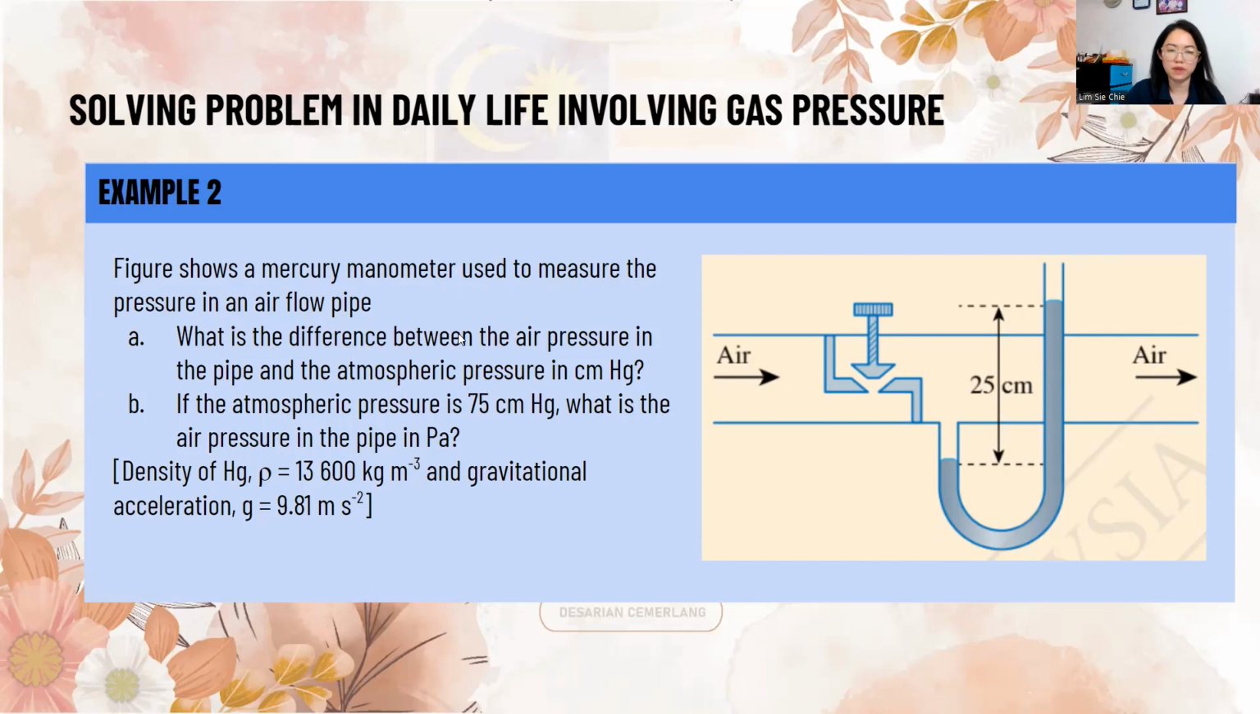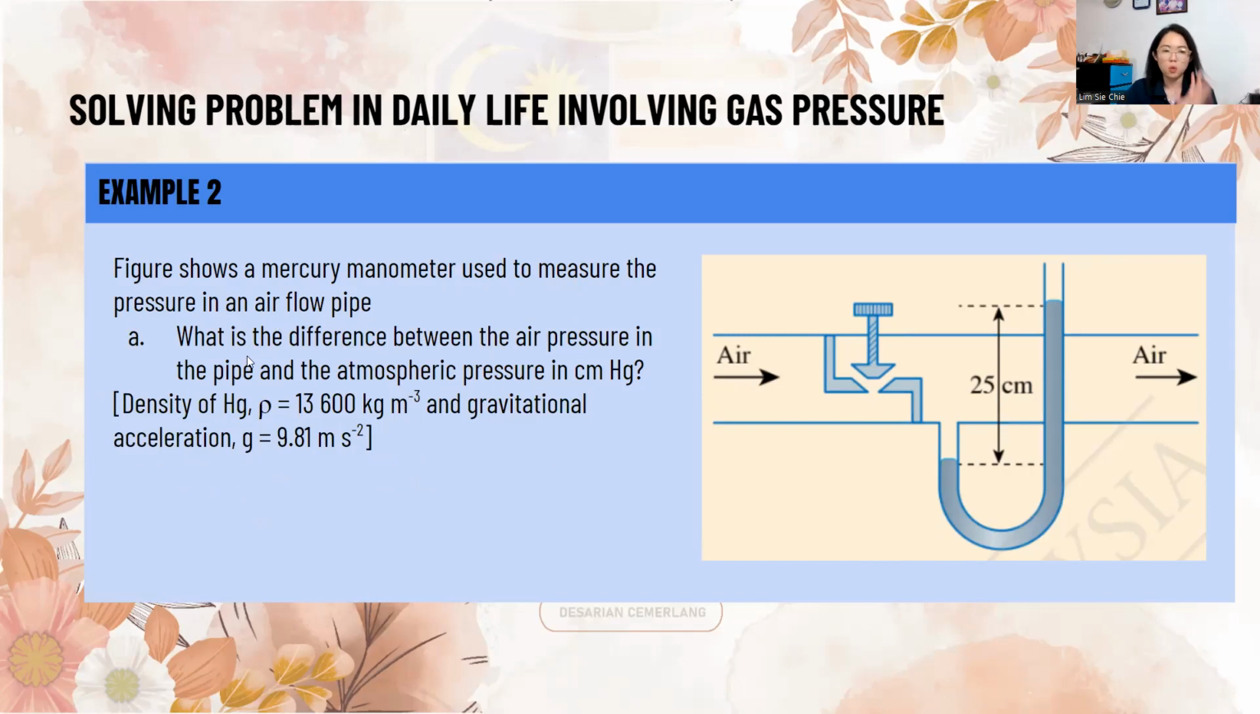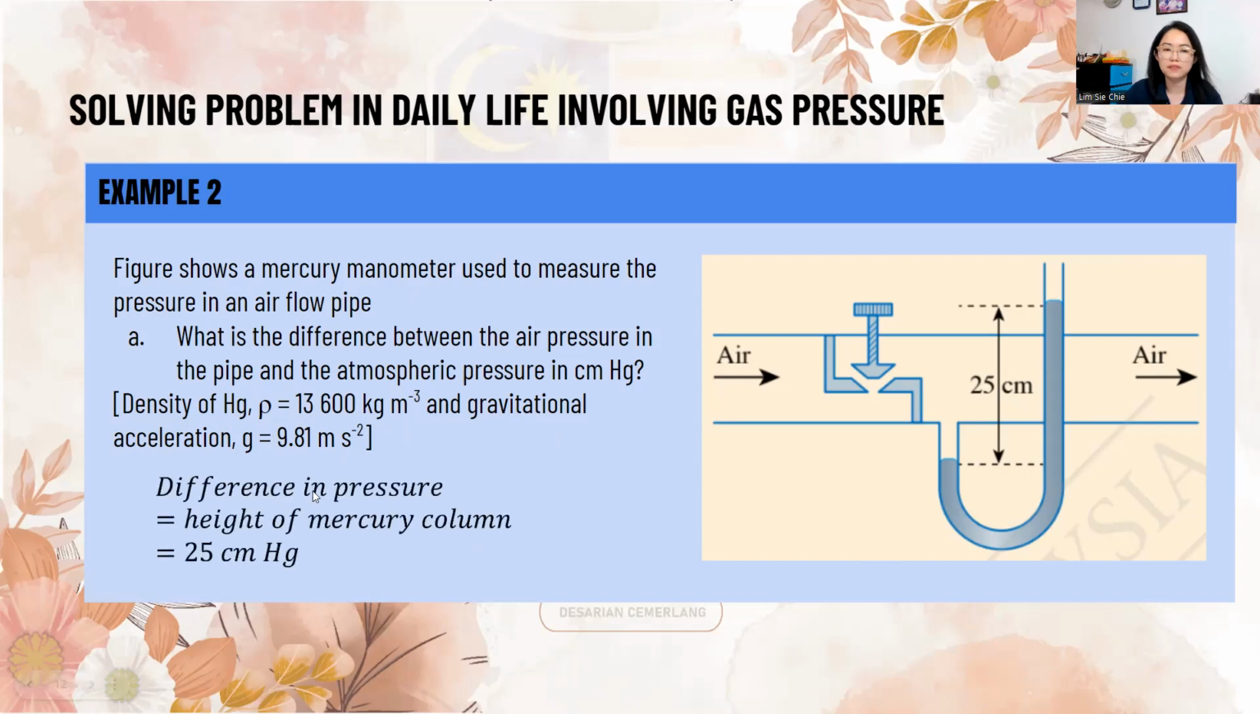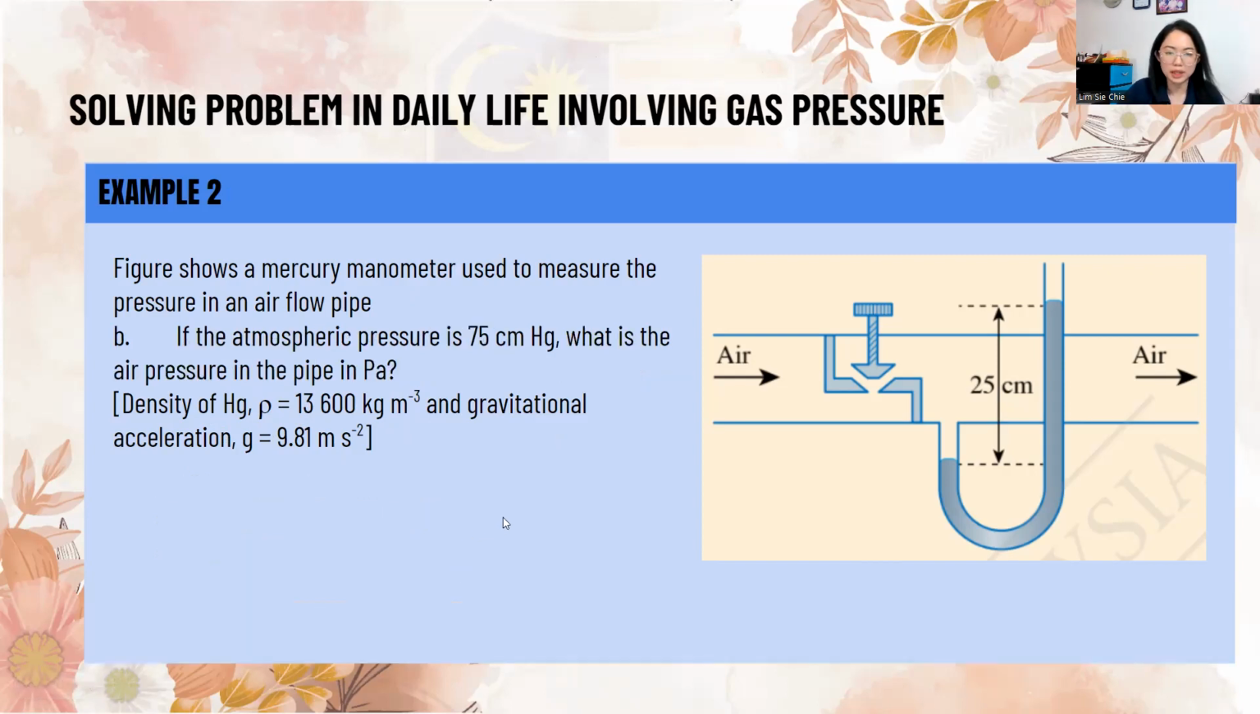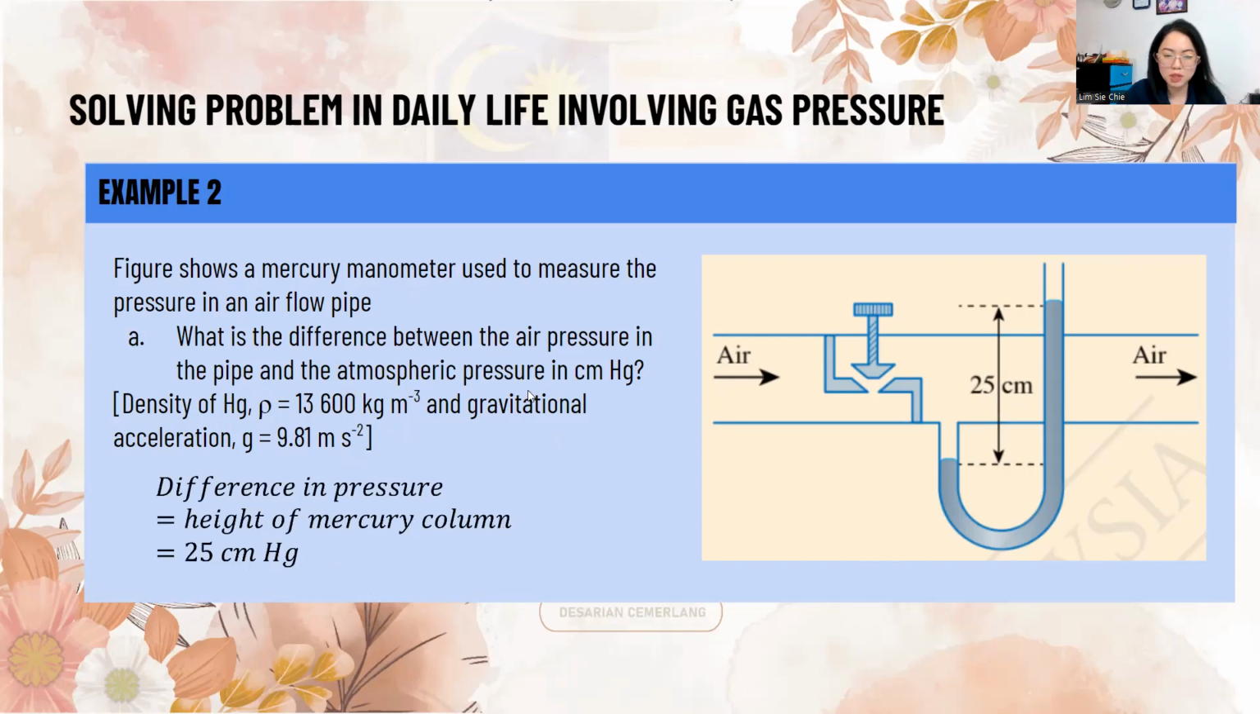What is the difference between the air pressure in the pipe and the atmospheric pressure in centimeter mercury? So I have my information, the density of mercury and the gravitational acceleration. The difference in pressure is equal to the height of the mercury column, which is 25 centimeter mercury, right? Easy, right?